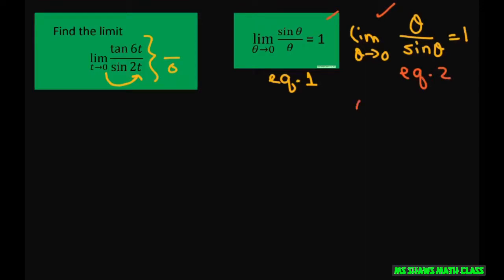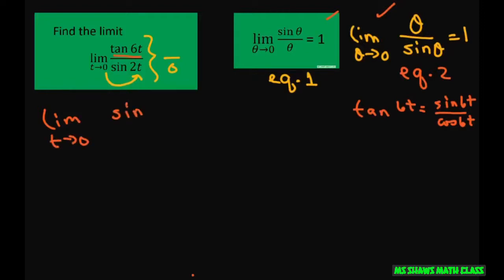Also recall that tan of 6t equals the same as sine of 6t divided by cosine of 6t. So that's what I'm going to do. I'm going to rewrite tan first. So we're going to write the limit as t approaches 0, and for the numerator, I'm going to put sine of 6t. I'm going to go ahead and write this denominator, sine of 2t. And then I'm going to move this denominator, that's going to be cosine of 6t. So that's just rewriting that.